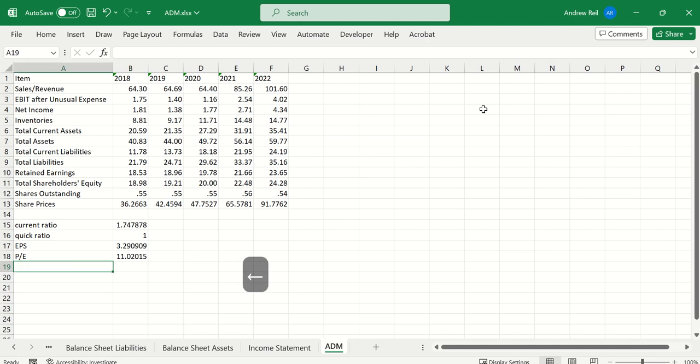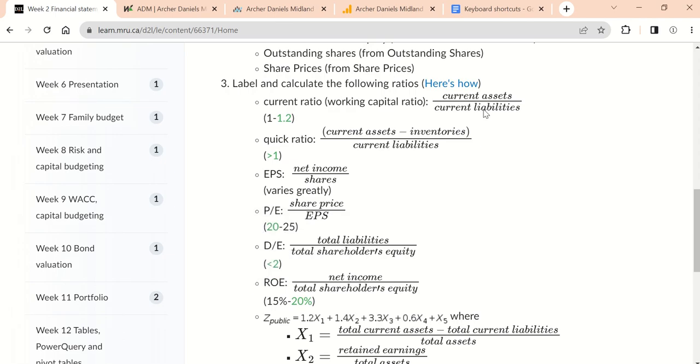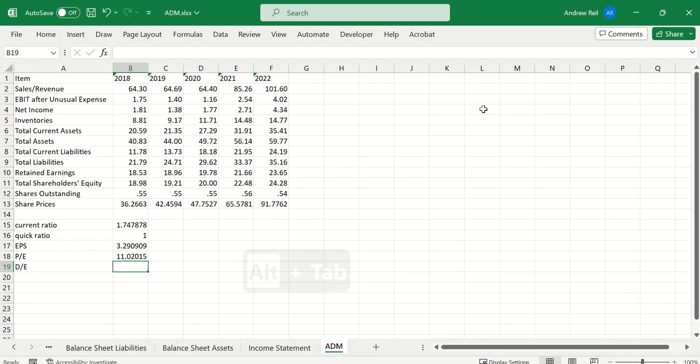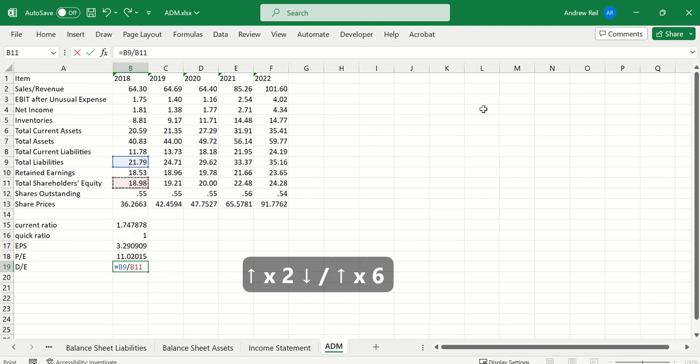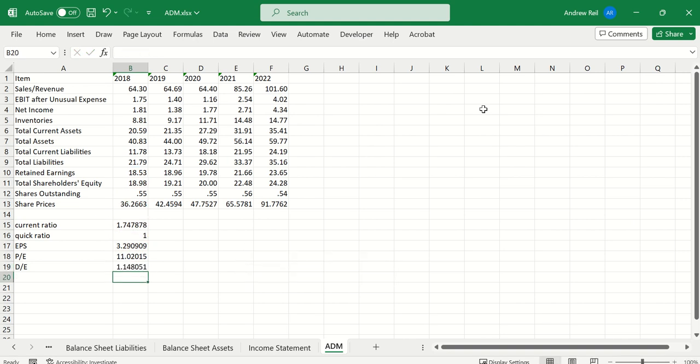And then the debt to equity ratio, D/E, that should be 2 or less, and it's the total liabilities divided by total shareholders' equity. Shareholders' equity. 1.14. So mine is less than 2, so good.